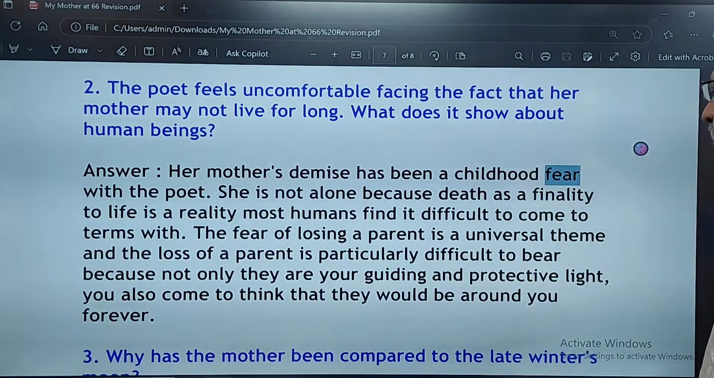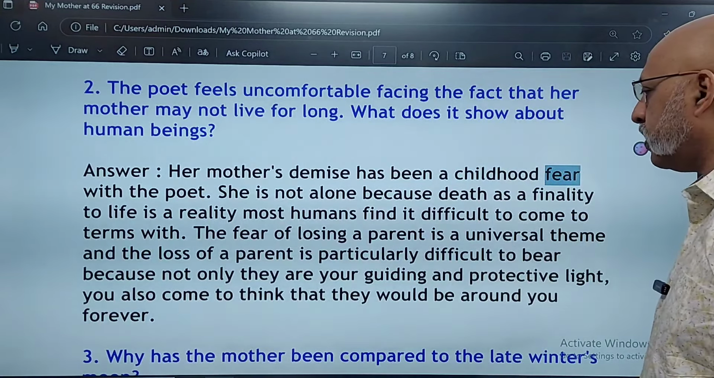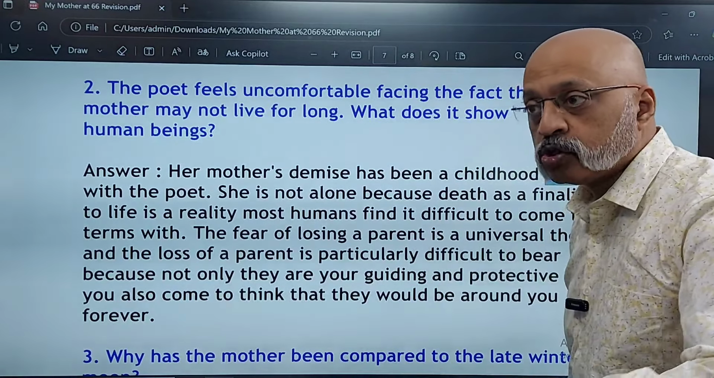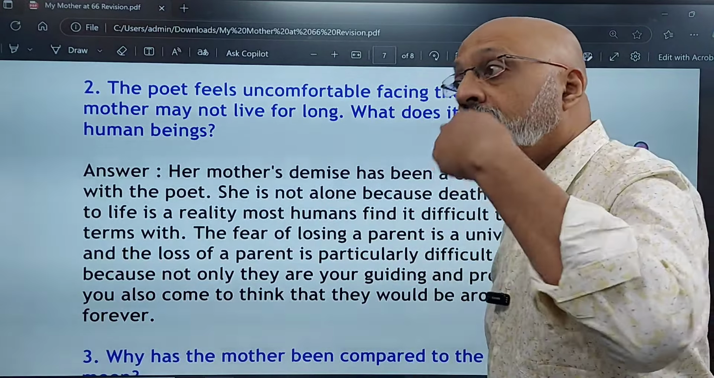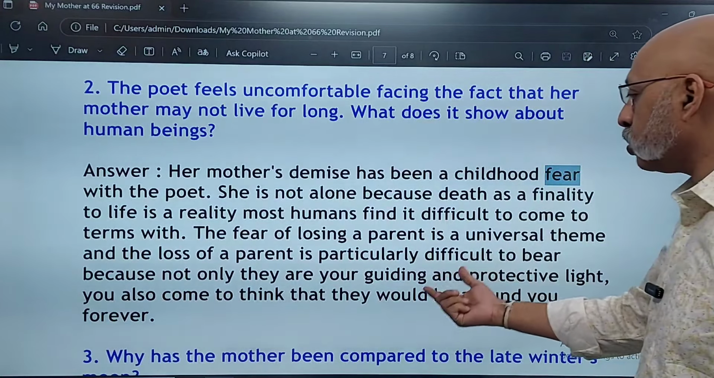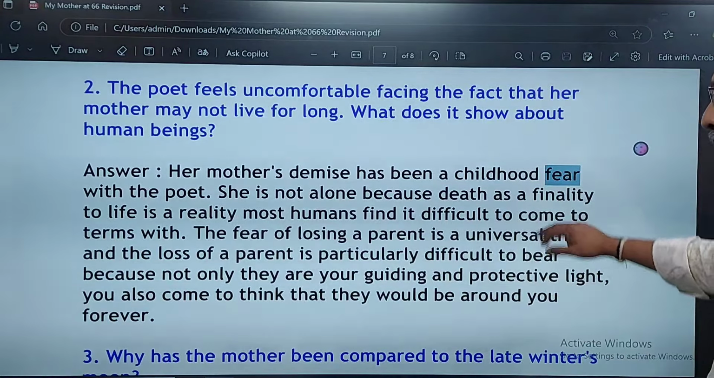The fear of losing a parent is a universal theme, and the loss of a parent is particularly difficult to bear because not only are they your guiding force, they are also people who wish the best for you in all circumstances. They always have your back. They are your protective light, and you also come to think that they would be around you forever.